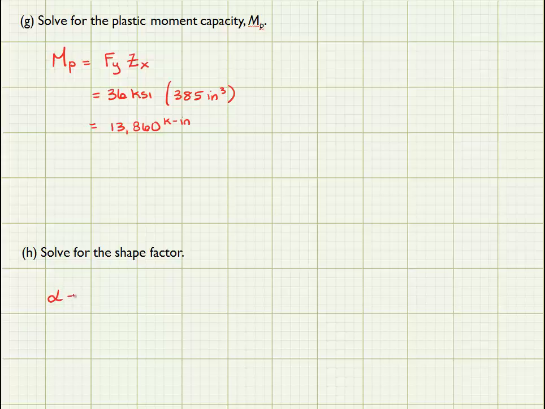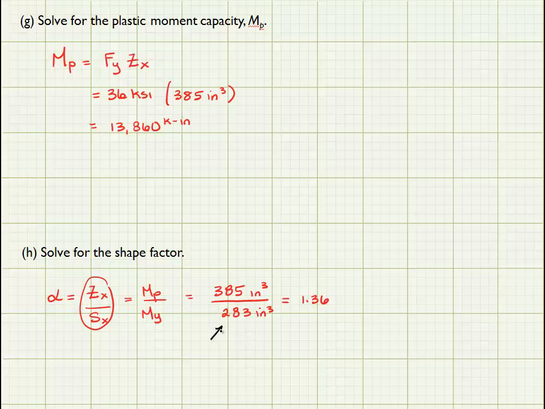And we can finish this problem by solving for the shape factor. And you can either look at this as the ratio of Z sub x to S sub x, or as M sub p divided by M sub y. I think it's going to be easier to look at this in terms of the plastic section modulus divided by the elastic section modulus. So Z sub x is 385 inches cubed, and S sub x measured to the bottom was 283 inches cubed, which gives me a shape factor of 1.36.